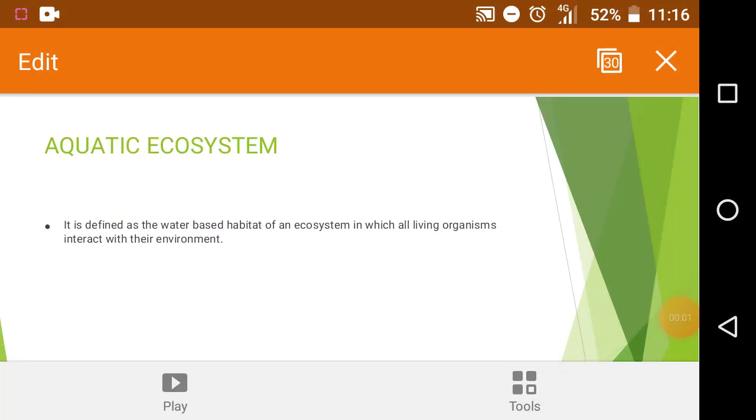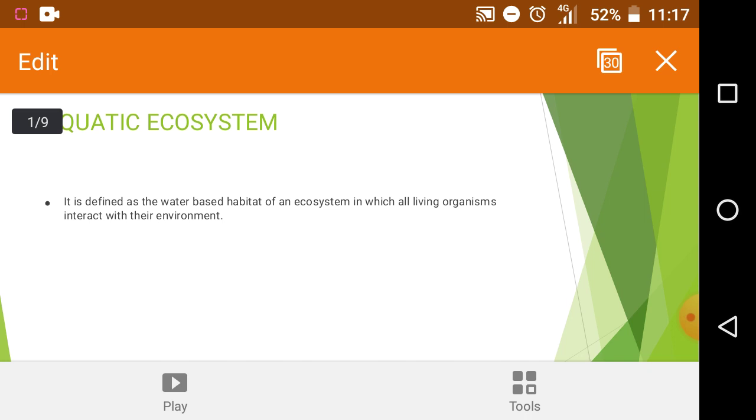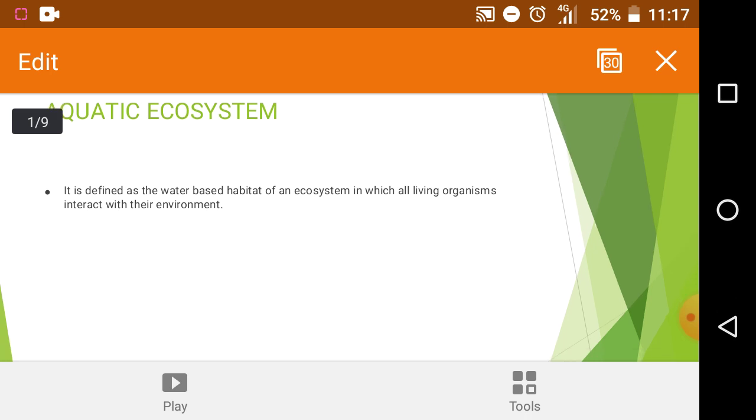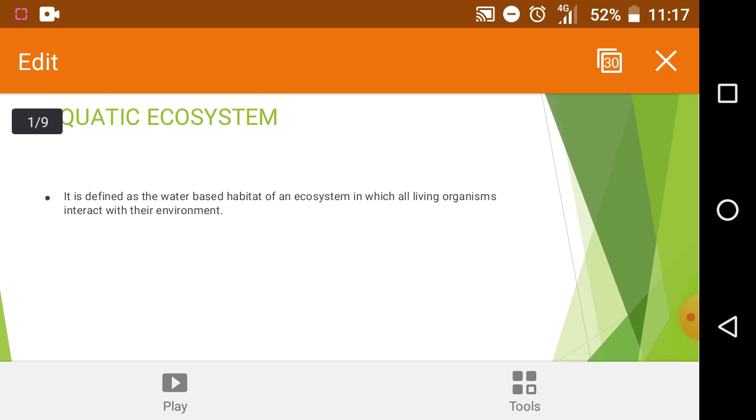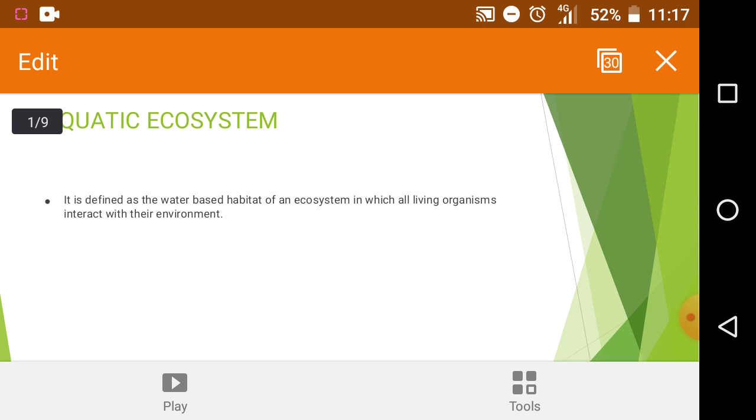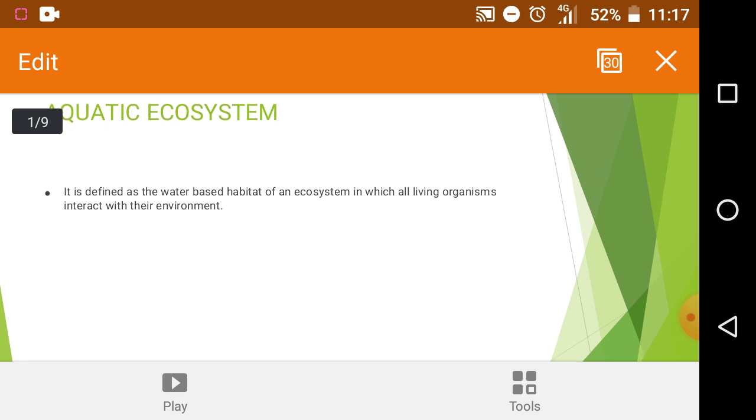In this video, we are going to look at the aquatic ecosystem as a type of ecosystem. The aquatic ecosystem is defined as the water-based habitat of an ecosystem in which all living organisms interact with their environment. We have different examples of water-based habitats, and some of them are ponds, streams, lakes, rivers, and oceans.